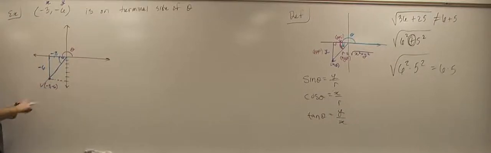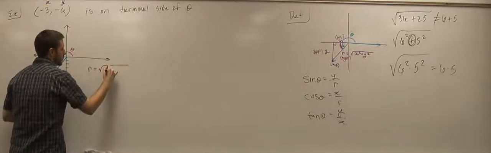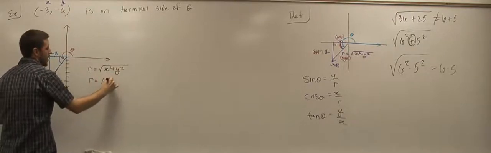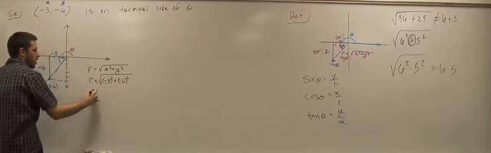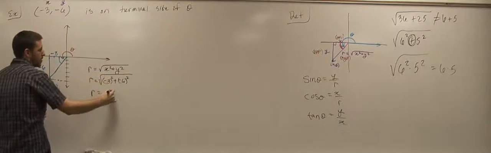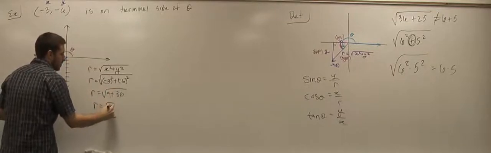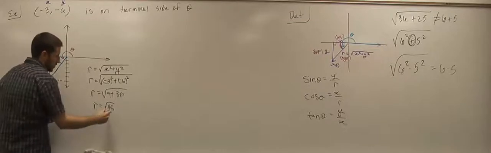And then for the r, for the hypotenuse, you have to do a little bit of a calculation. Not much, but a little. So r is equal to the square root of x squared plus y squared. So r is equal to the square root of -3 squared plus -6 squared. So r is equal to the square root of 9 plus 36. Root 45, or if you simplify, 3 root 5.